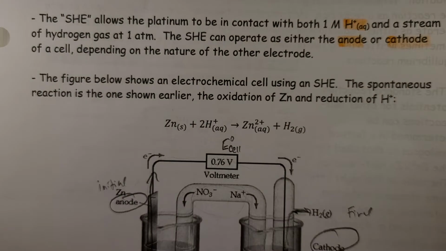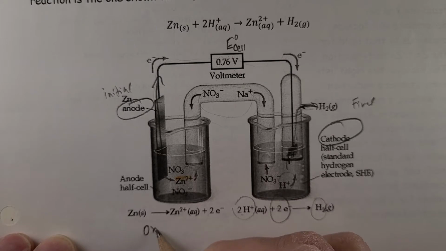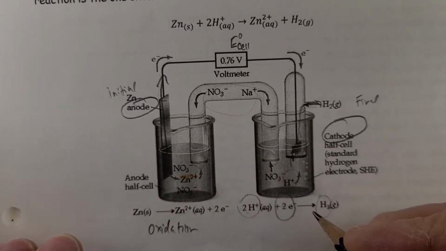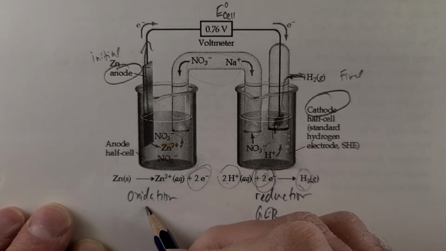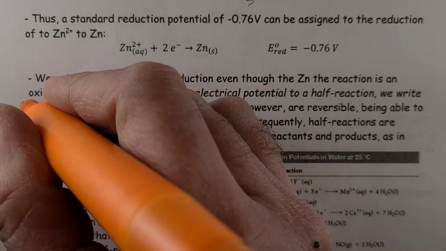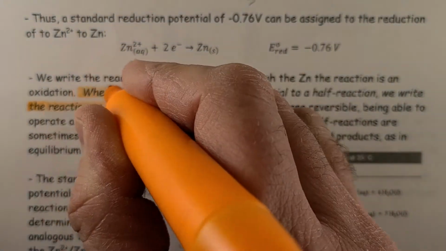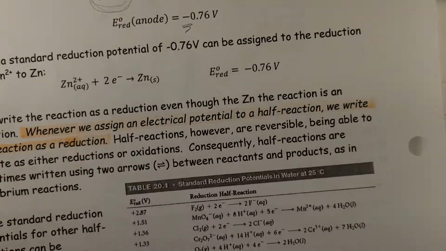So over here you can see we are losing electrons, so we know this is technically oxidation, even though we're talking about reduction potentials. And over here we have reduction, because we're gaining electrons, GER and LEO. But it's common practice to write it as a reduction. Whenever we assign an electric potential to a half reaction, we write it as a reduction, just to be consistent throughout everything. When we apply this equation, final minus initial, it'll work out fine.